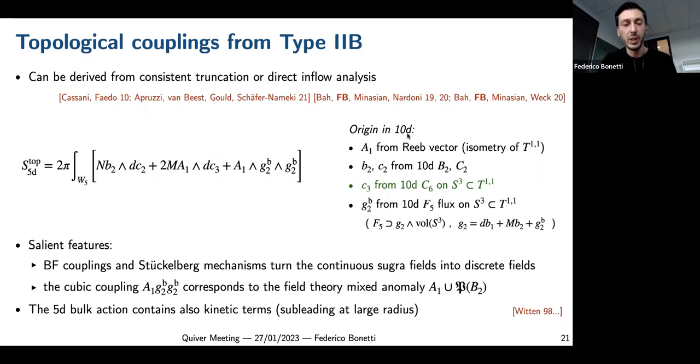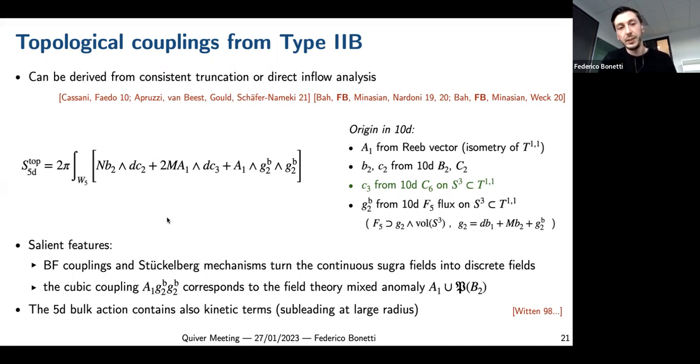What are the relevant terms we need, and are these 3 terms given here? All these fields here live in 5D, and though they have an origin in 10 dimensions, which is indicated here for completeness, I have highlighted the third one, the origin of the 3-form C3, because it will appear later. It's the most interesting one for my purposes today. The other ones, in case you're interested, I can tell you more about where they come from and what the origin of these couplings is.